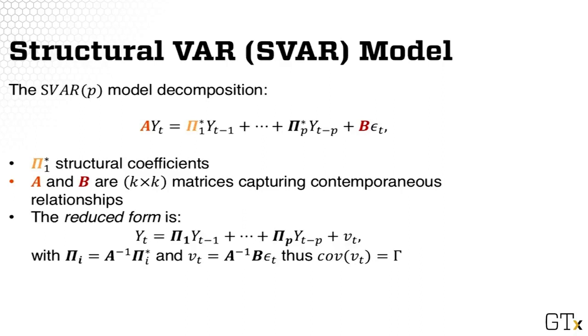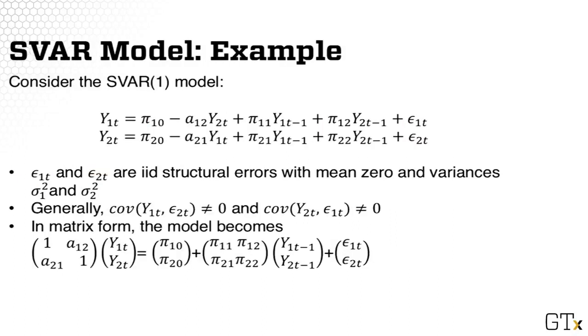We can further write the model in the reduced form by multiplying both the left and the right sides with the inverse of the matrix A, assuming it is invertible. The reduced form has only a transformation of the error terms, thus accounting for the contemporaneous relationships through the error term alone. It is a VAR model with correlation in the error term specified by the matrix gamma.